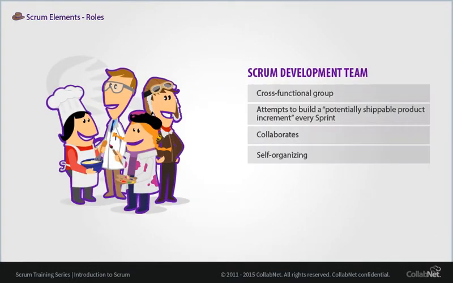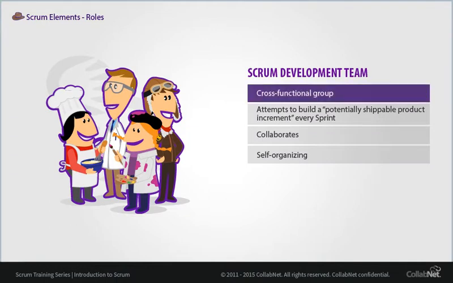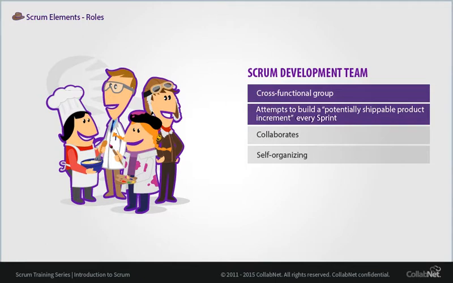Now we have the Scrum Development Team. The Scrum Development Team is a cross-functional group responsible for self-organizing to build a potentially shippable product increment every sprint. This is hard to do in the beginning, and today more and more teams are learning how to do it. You don't want to be the last team that learns how to do this.